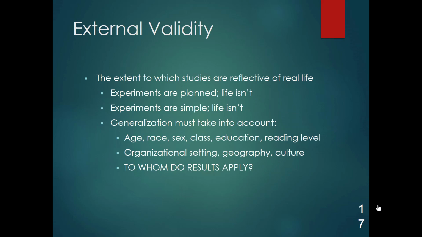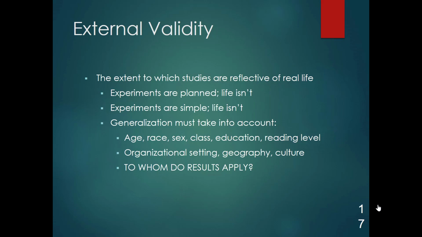So with external validity, it is the degree that research findings can be generalized to other cases not studied as well as to the population in general. So external validity is basically what allows us to generalize our study results. So it's the extent to which studies are reflective of real life, because experiments are planned and life isn't. Experiments are simple, life isn't.